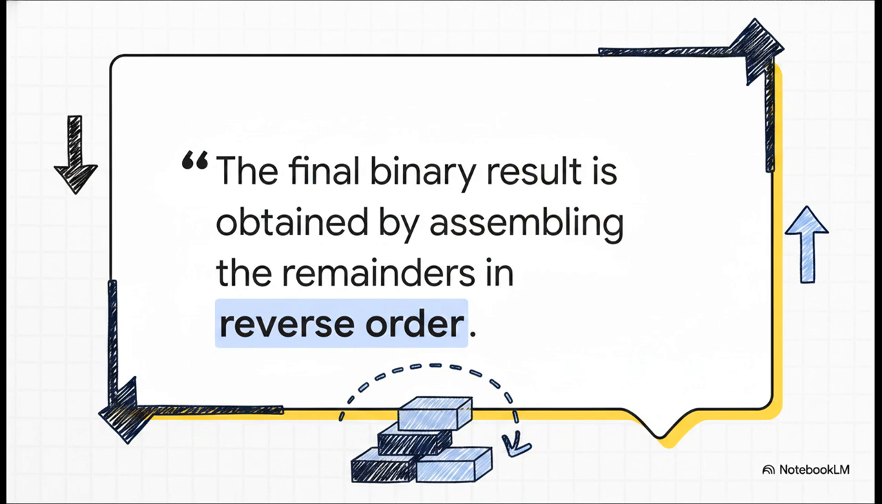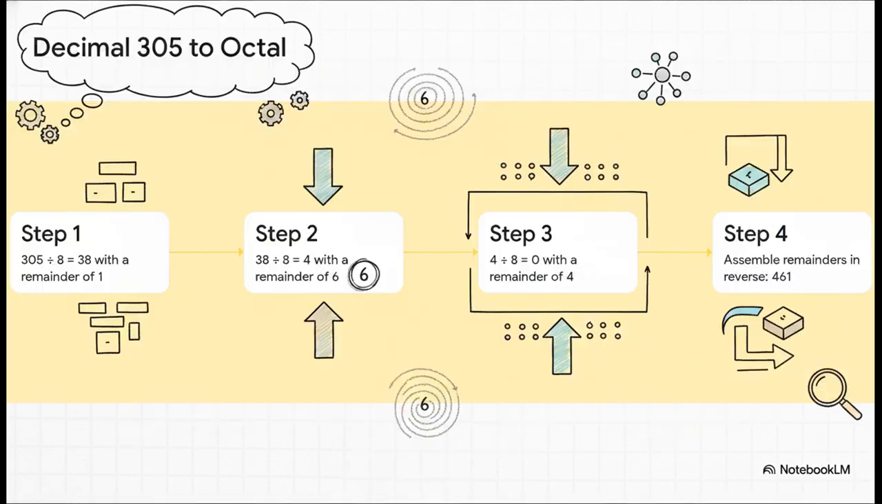Okay, now here is the most important part of this whole trick, so listen up. You do not read the remainders from top to bottom. You have to read them backwards. You assemble them in reverse order, starting with the very last one you found and working your way back to the first. And the coolest part? This method works for any base. It's universal. Let's prove it.